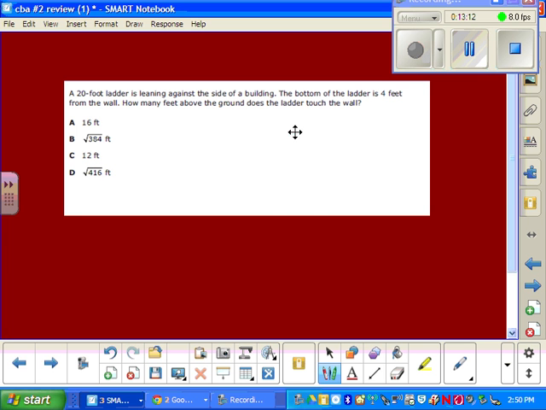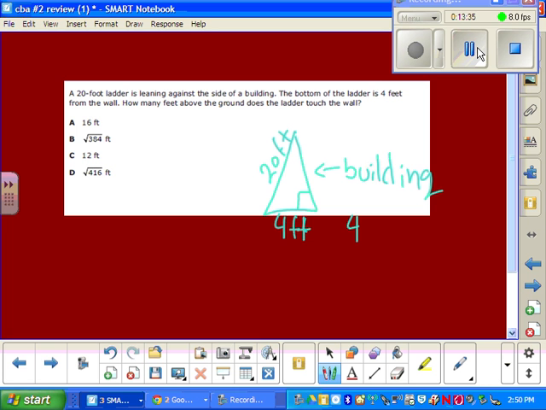A 20-foot ladder is leaning up against the side of a building. The bottom of the ladder is 4 feet from the wall. How many feet above the ground does the ladder touch the wall? So it's 4 feet. And that triangle is a right triangle, so I'm going to put a little right angle symbol to show. Perfect. And so we're going to solve for how many feet above the ground the ladder touches the wall.